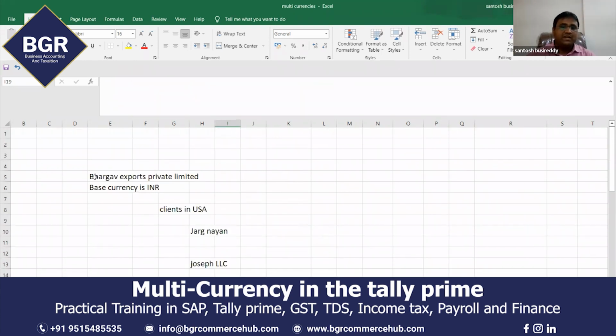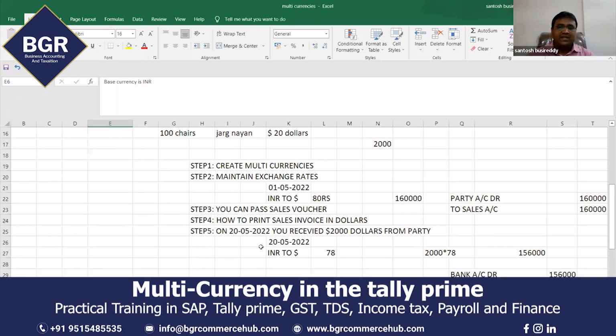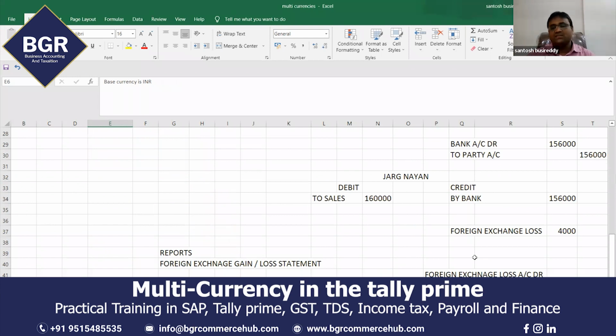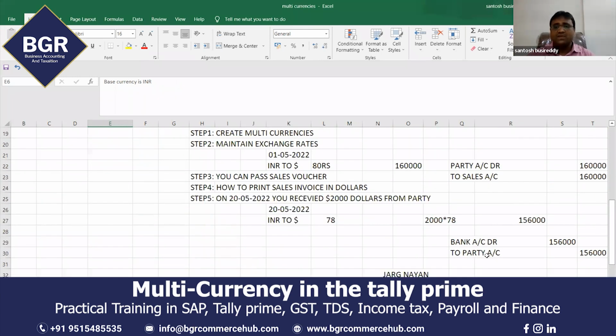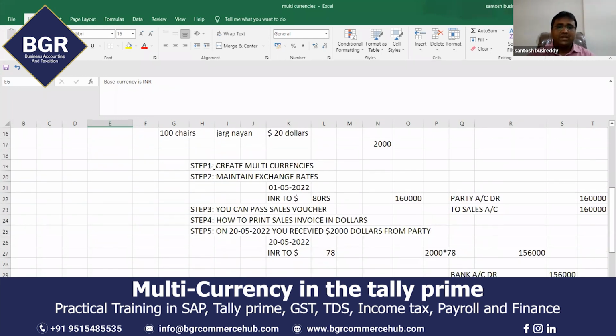So what is your company? An Indian company, Bargo Exports Private Limited. How are you maintaining your books of accounts? I'm maintaining my books of accounts in Indian rupees. My base currency is Indian rupees. But some clients are there, and for those clients I have to maintain the ledgers in foreign currency. I will sell the goods to the party in dollars and receive the amount in dollars. That's why I have to maintain multi-currencies.